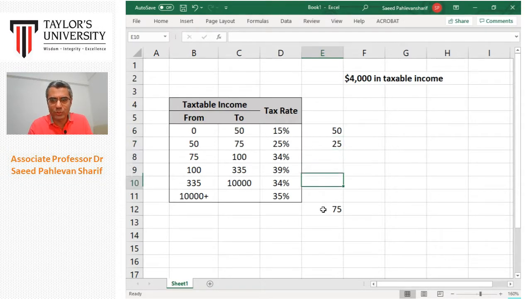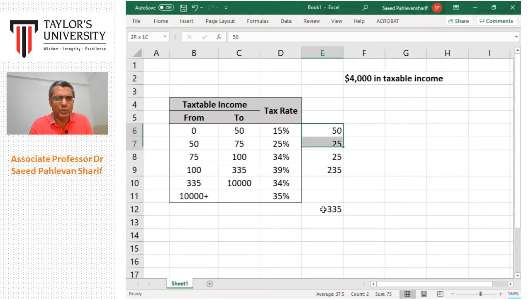Okay, so far the total is 75. So this 75 is the total of all these that I'm writing here. See, if I write 1, it will be 76, 2, 77. So it's just adding all these figures here. Okay, then the next $25 means 100 minus 75. The next $25 will be taxed at 34%. Then the next $235 will be taxed at 39%.